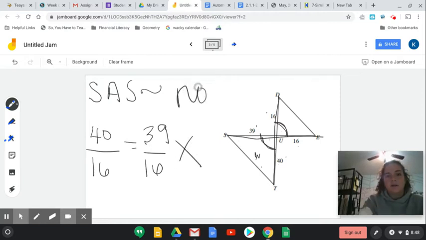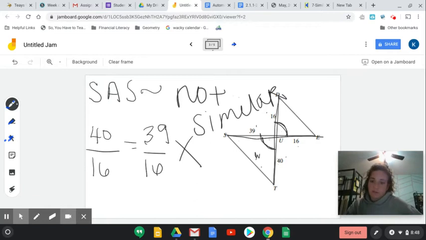Therefore, these are not similar. Now, I know some of you would have jumped the gun and said they're not similar because I don't have enough information, meaning I don't have a third side. Just make sure that you are not caught off guard with that. Please remember, intersecting lines do create vertical angles.